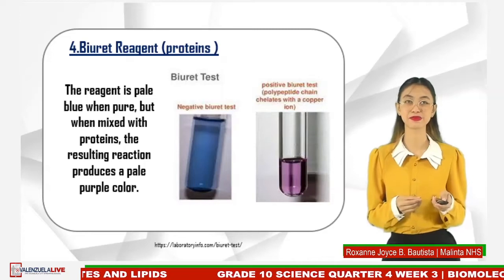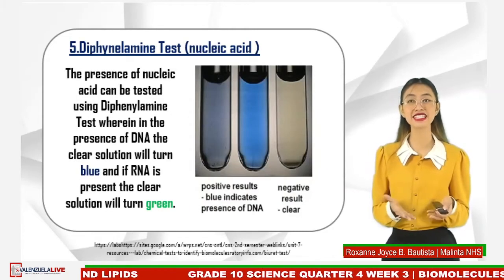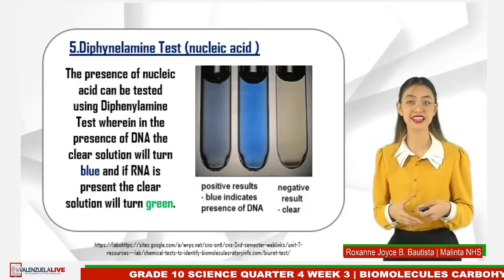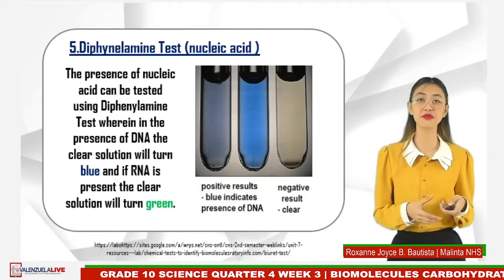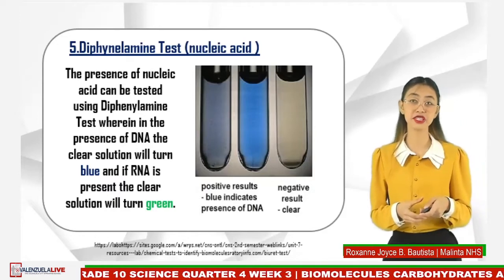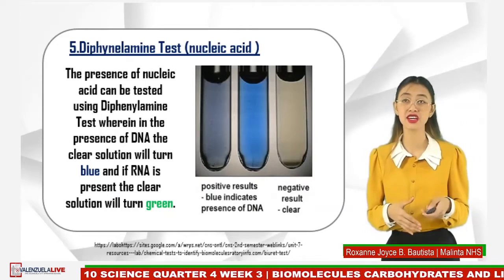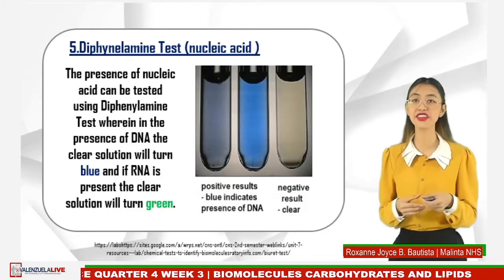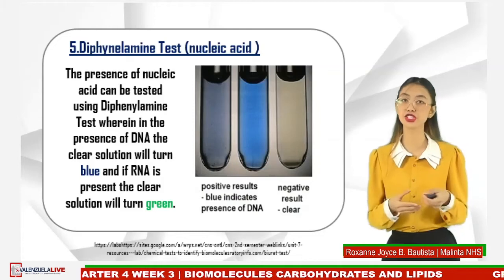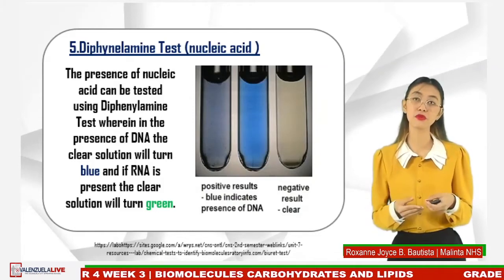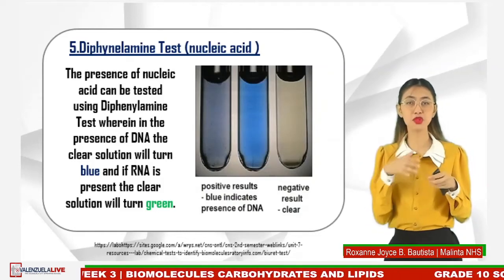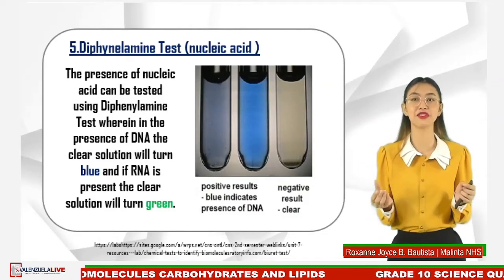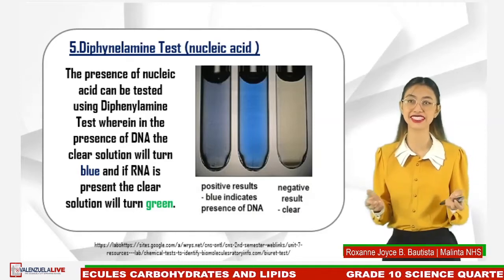And lastly, we have the diphenylamine test. The presence of nucleic acid can be tested using the diphenylamine test, wherein in the presence of DNA, the clear solution will turn blue, and if RNA is present, the clear solution will turn green. It will be pointless to test for the presence of nucleic acids, since they are pretty much found in all plant and animal matter.